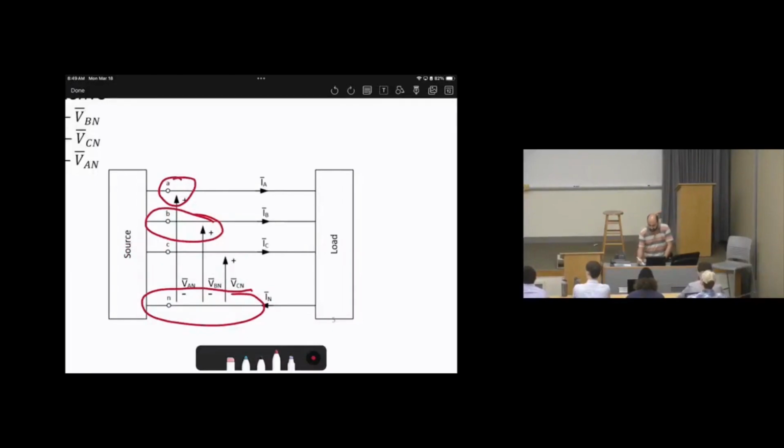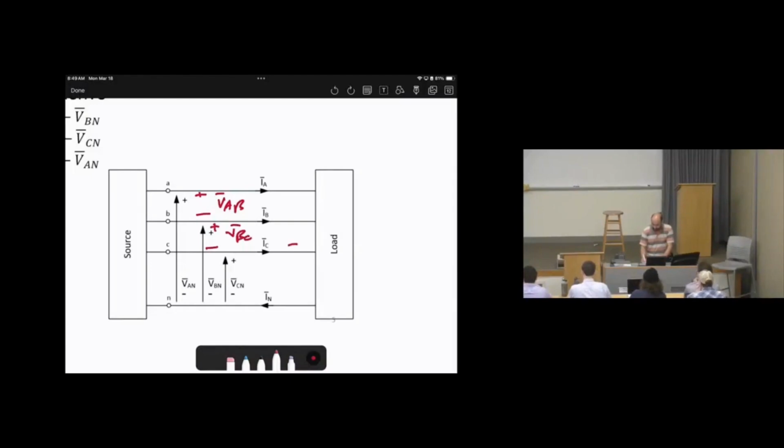Now there is another approach for the voltages. How? We can make the voltage between A and B, B and C, C and A. What do I mean by this? Assuming the voltage positive at A, negative at B, this is called VAB. Assume positive at B, negative at C, this is called VBC. Assume positive at C, negative at A, this is called VCA.